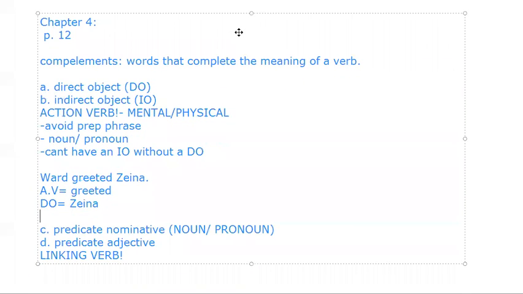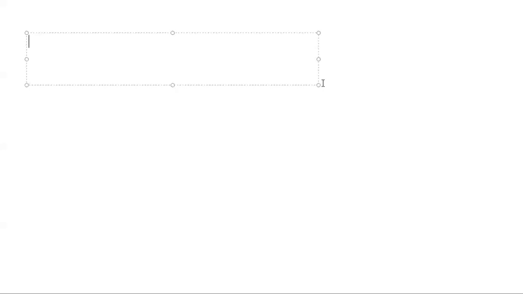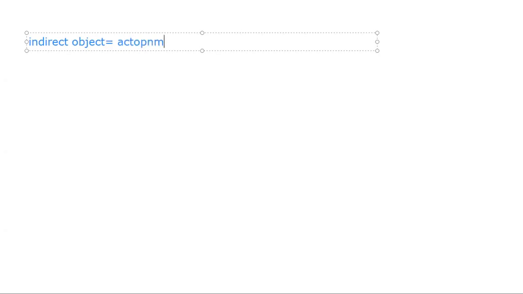Now today I want to quickly go into indirect objects. An indirect object also has to appear with an action verb. Whenever you have an action verb, this is when you can have an indirect object. An indirect object cannot show up on its own. It must be with a direct object. You cannot have an IO without a DO. It doesn't show up in a sentence by itself.